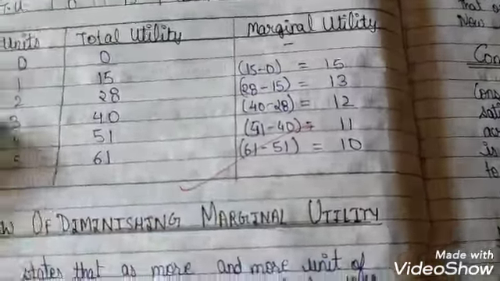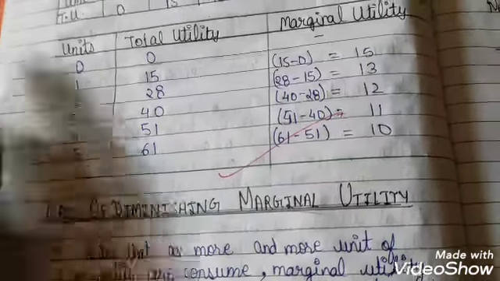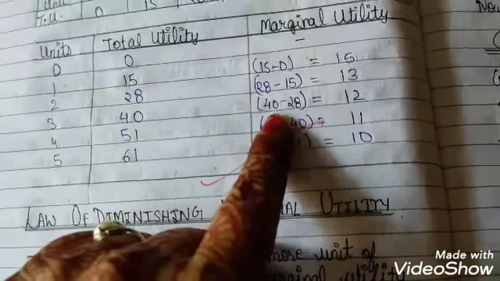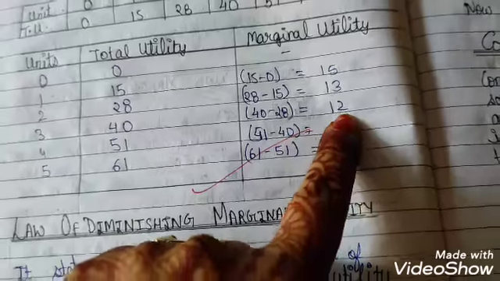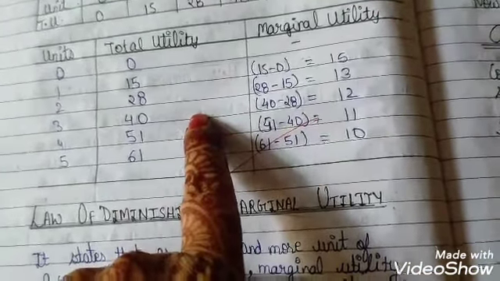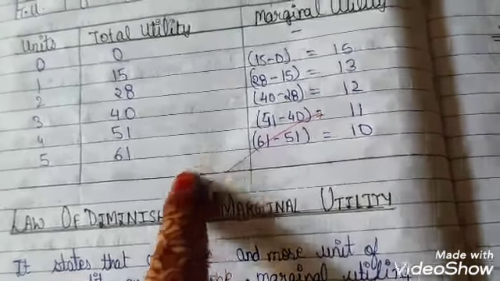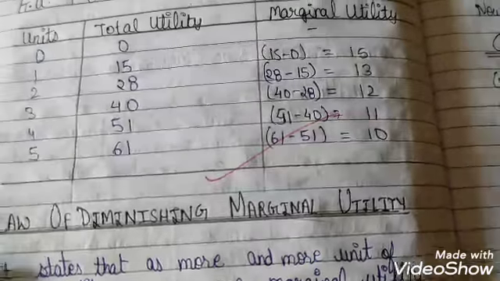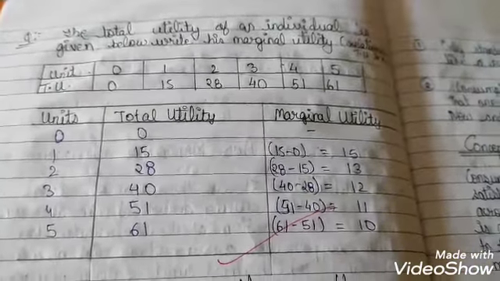Next, when the unit is 3, the total utility is 40. So the marginal utility is 40 minus 28, that is 12. That means by increasing 1 more unit, 12 utility is increased. So this was the difference between marginal and total utility.